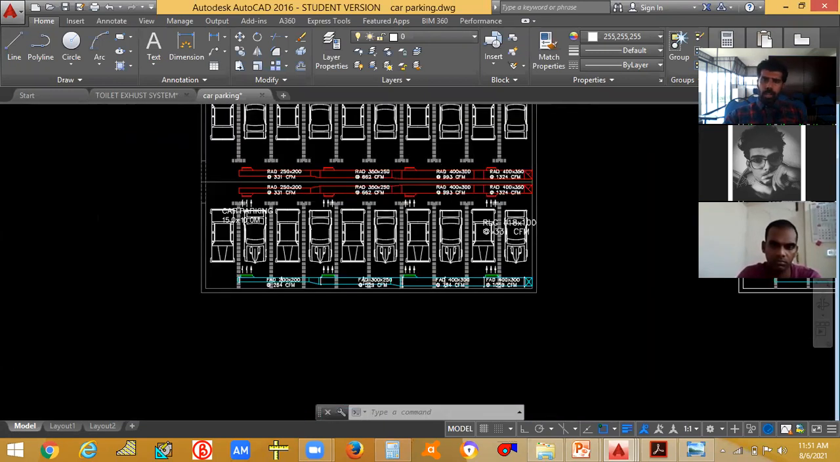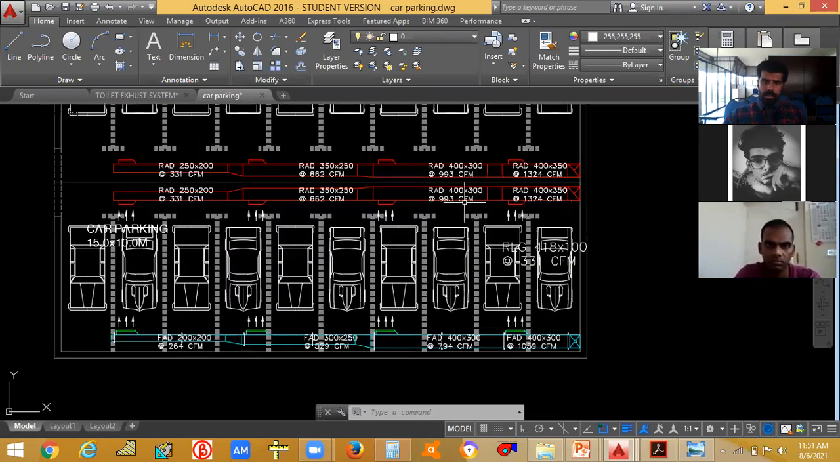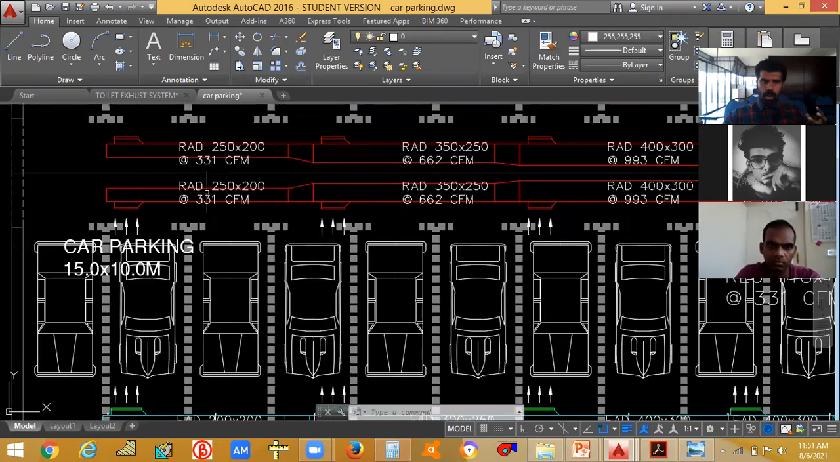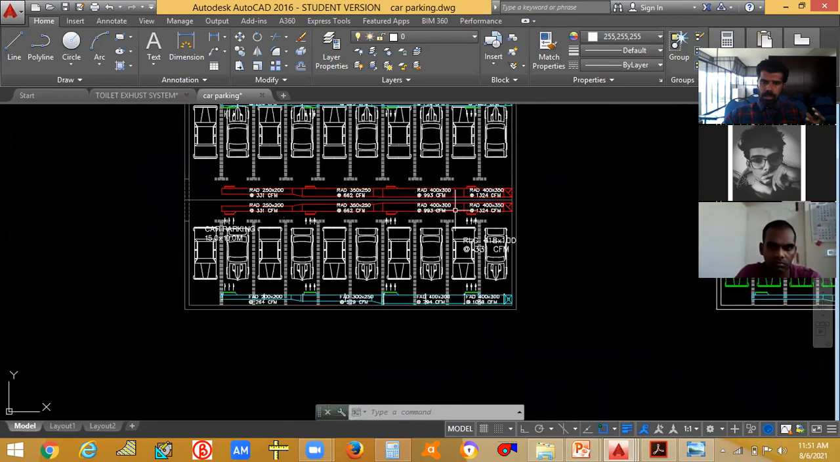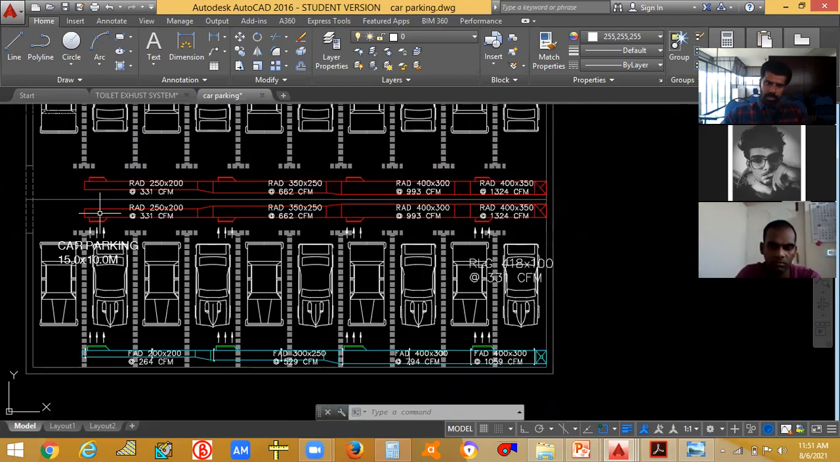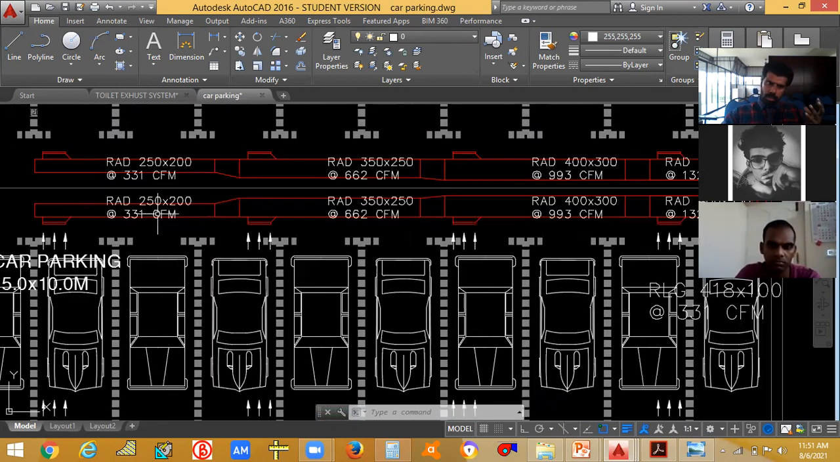If you are dividing it into 5 different parts, this 331 will again be less. So you could have 5 grills here. And the 331 will also come down. It might be 300 or 250, like 280, like that.